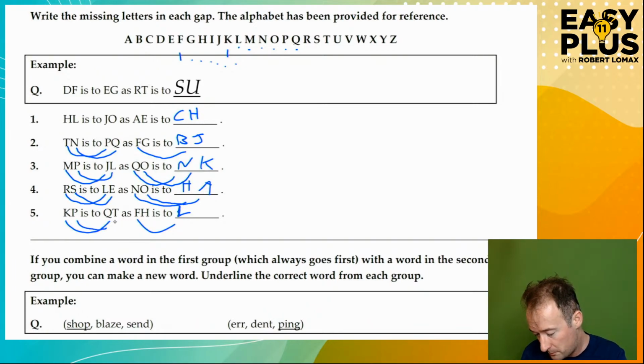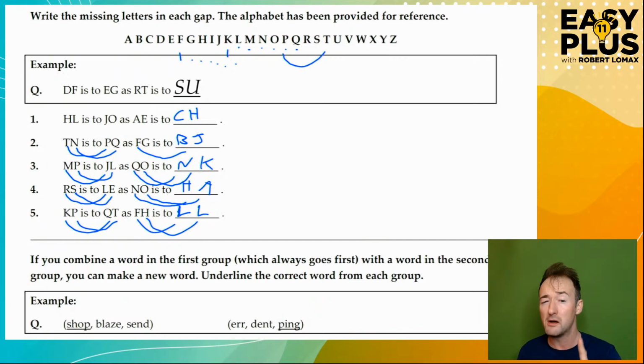Okay, P is to T. How do we do that? P is to T, 1, 2, 3, 4 to the right. As H, this is not too difficult, I, J, K, L. KP is to QT as FH is to LL. Interesting. Just check that is indeed the answer and I haven't made a terrible mistake.